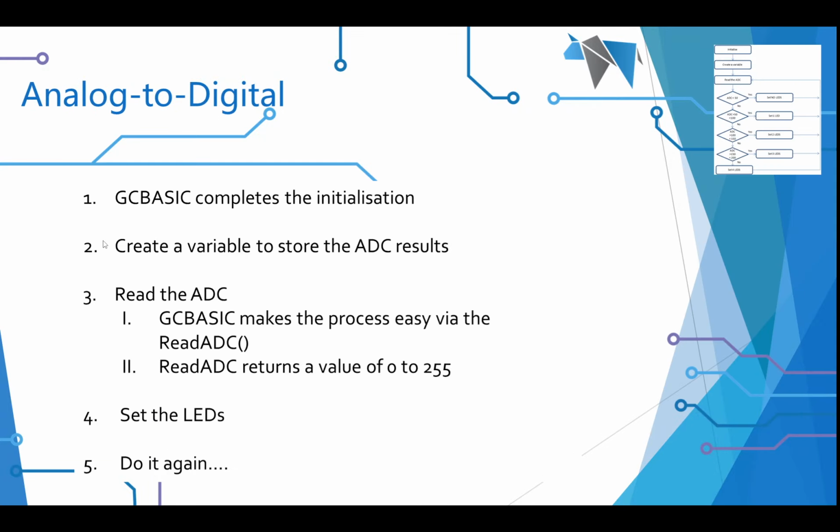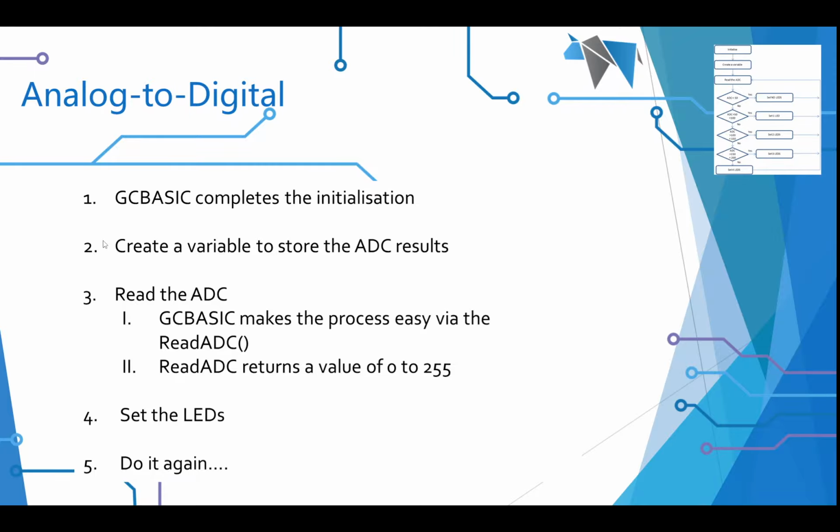Well, what's going to happen is that GCBASIC will initialize the chip. We're going to create a variable to store the ADC results, and we're going to read the ADC and put that inside of that variable. Now, GCBASIC makes it very easy to read an ADC.